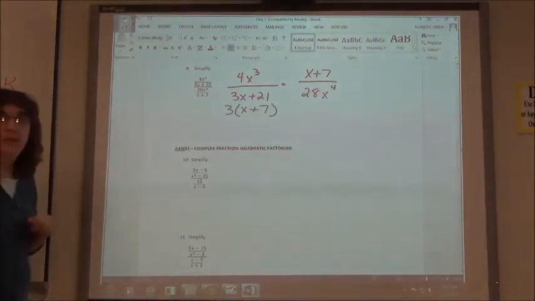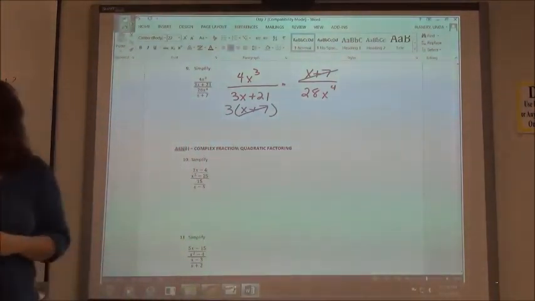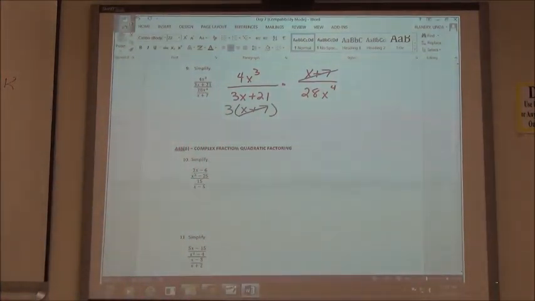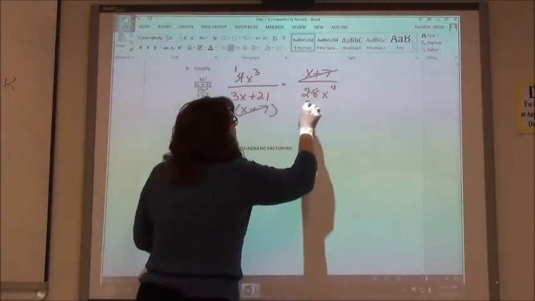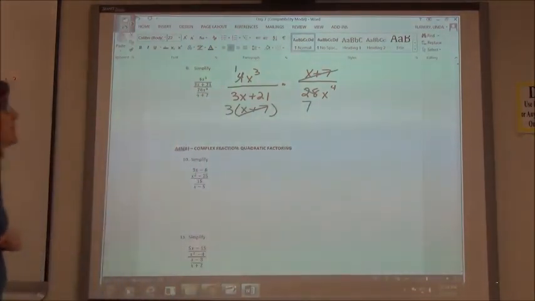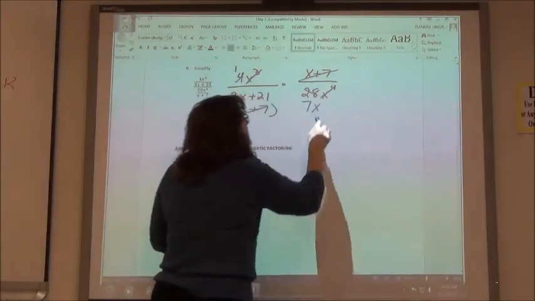I can cancel out an x plus 7. And I look at my numbers. I got the 4 and the 28. I can reduce those down. 4 goes into there once, into 28, 7 times. I have an x to the third and an x to the fourth, which I can reduce down. I can take out the x to the third, which leaves me just a plain old x.